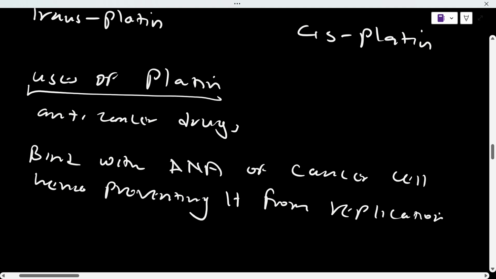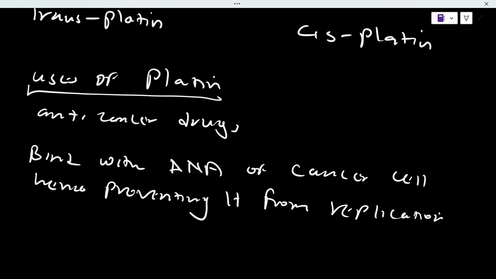So that's a very easy way that we can use to show the geometric isomerism exhibited by different metal complexes. Thank you very much.